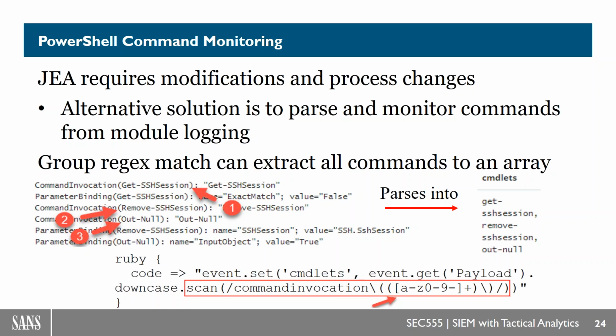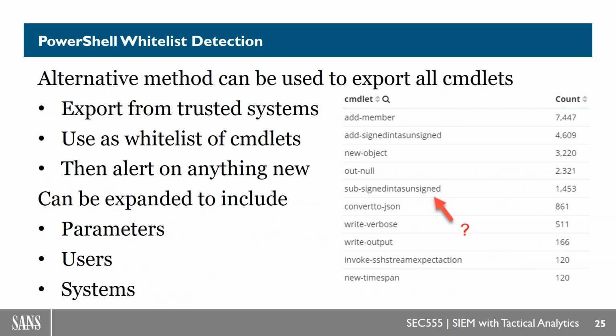You have a whitelist of commandlets. Now you have a text file or a CSV file with all these in it. You can turn around and feed that back to your SIEM. And now you have automatic PowerShell commandlet whitelisting. This is crazy successful. Now, think of earlier, we were talking about Invoke-Mimikatz.